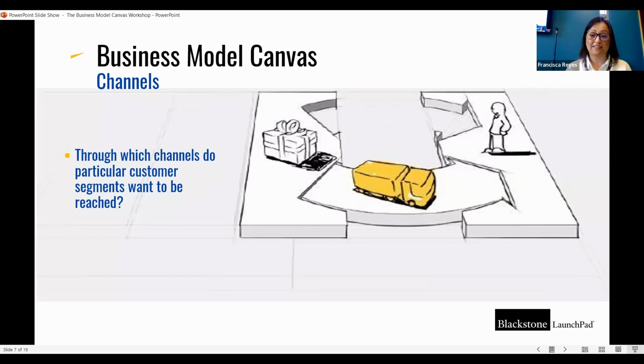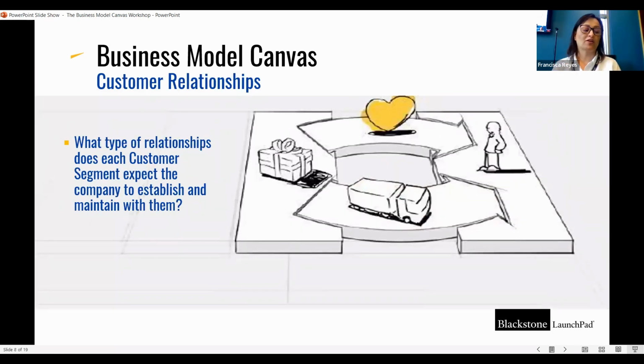Then the next one goes along the lines of that, and it's called customer relationships. This one asks what type of relationships each of the customer segments expects the company to establish and maintain with them. So when we're talking about, yes, I want them to remember my birthday, or send me cards or discounts every Christmas, or I want to get their newsletter so I can know what's going on with them, or they can send me updates, or maybe texts about what's new in the product.